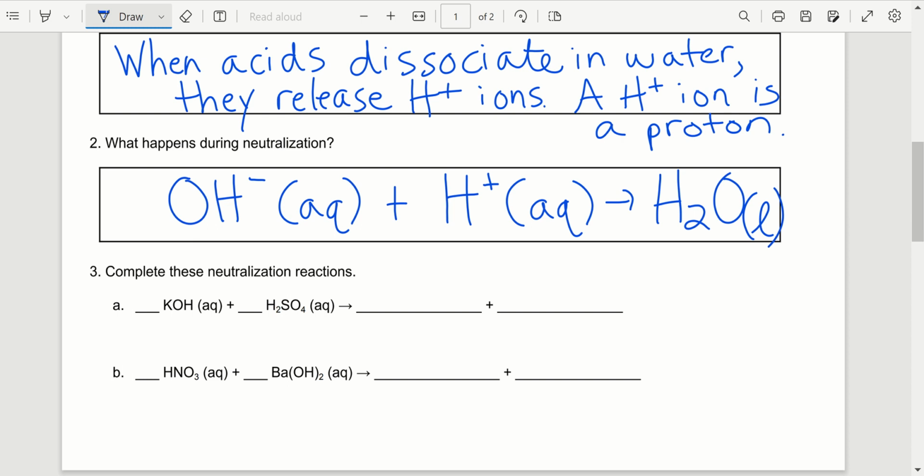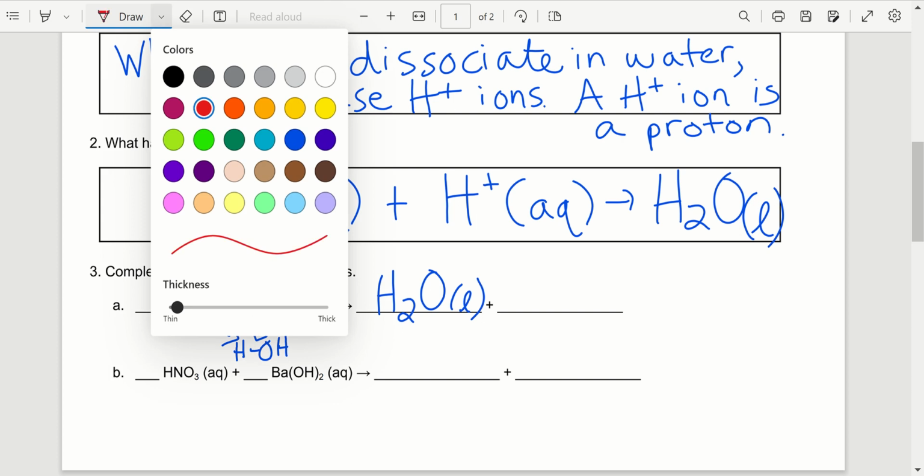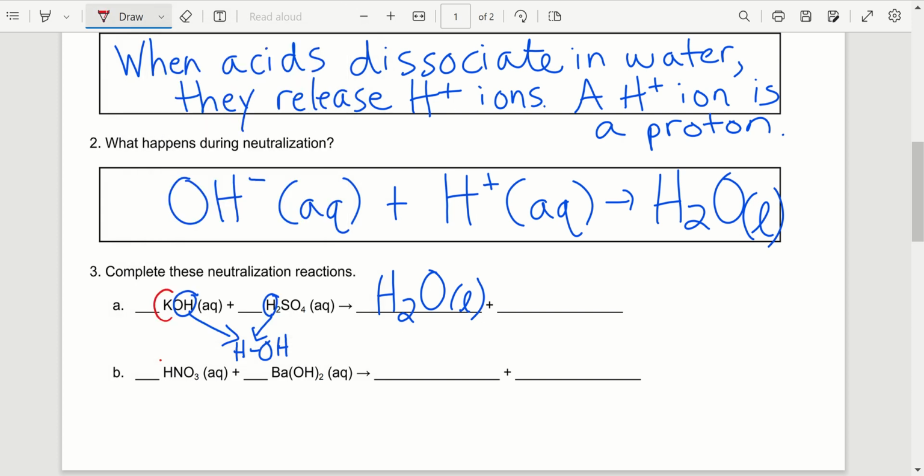All right, complete these neutralization reactions. So in class, we talked about what happens. The OH from the base combines with the H from the acid to make HOH, which is H2O, which is water. So an acid and a base are going to give water, and then a salt, and the salt is what is left. Okay, so if I switch the color, then right here, this is what's left, K, SO4. But what I have to do is make sure I look up the charges.